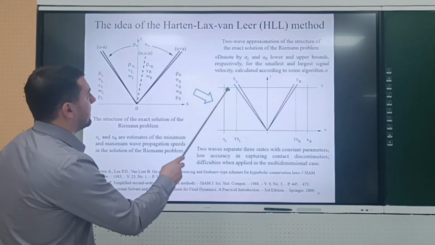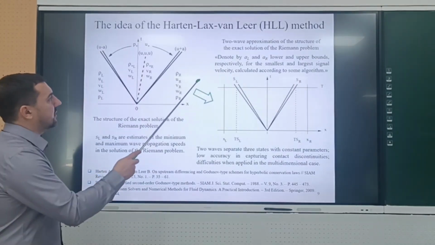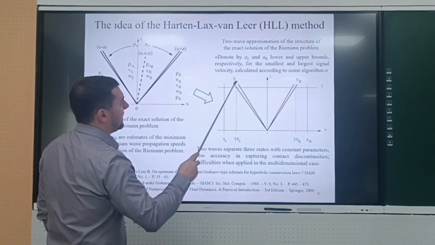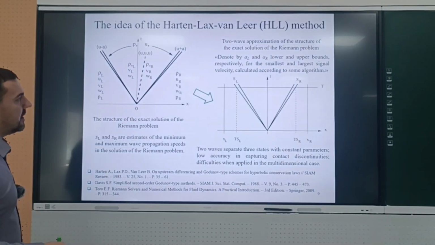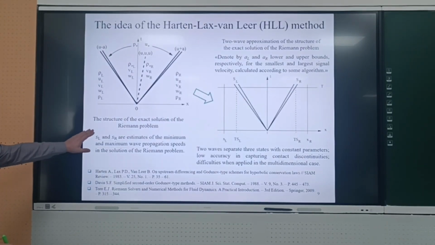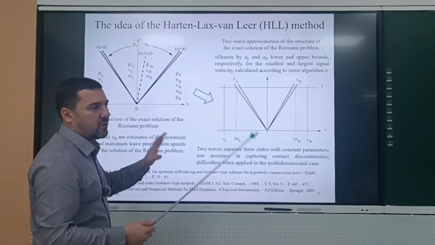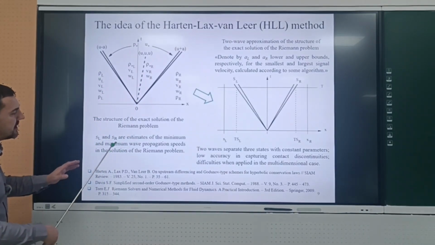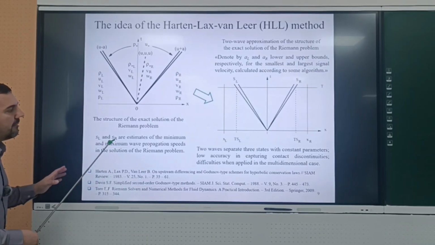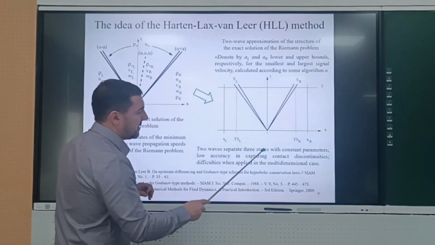In this paper of Harten-Lax-van Leer, they write that they denote by AL and AR, the SL and SR, lower and upper bounds respectively for the smallest and largest signal velocity, calculated according to the same algorithm. So these are estimates of minimum and maximum wave propagation speeds in the solution of the Riemann problem. We do not want to know whether we have a shock wave or a rarefaction wave. We need only estimations of minimum and maximum wave propagation speeds. So in this solver, two waves separate three states with constant parameters.